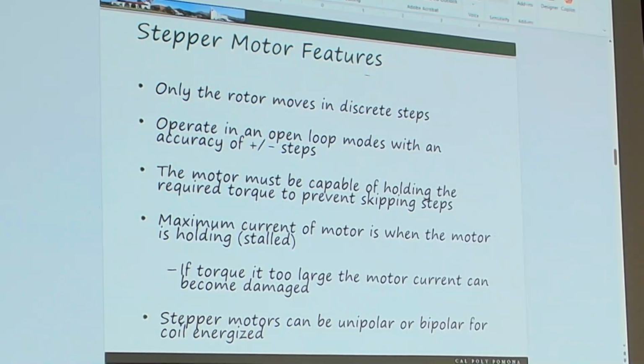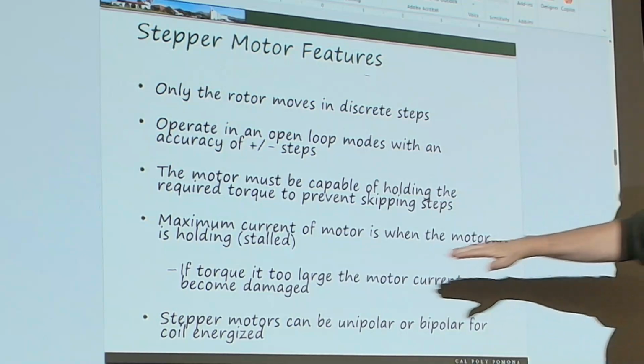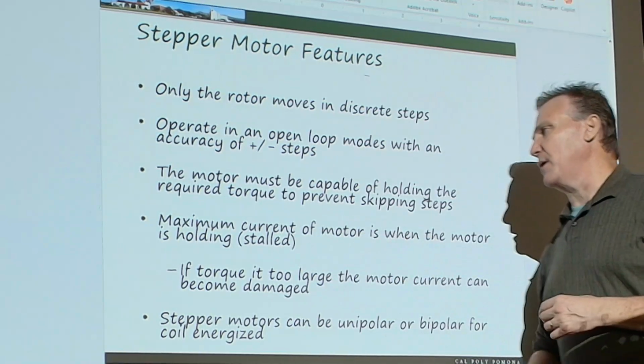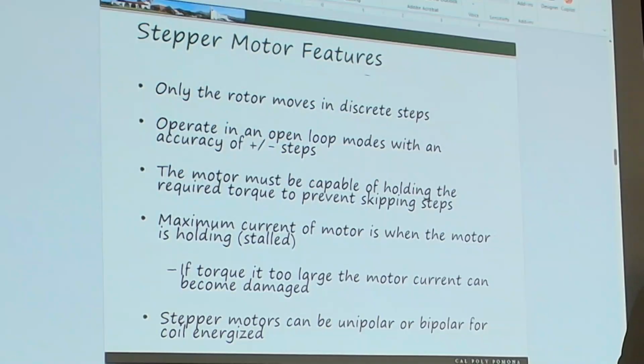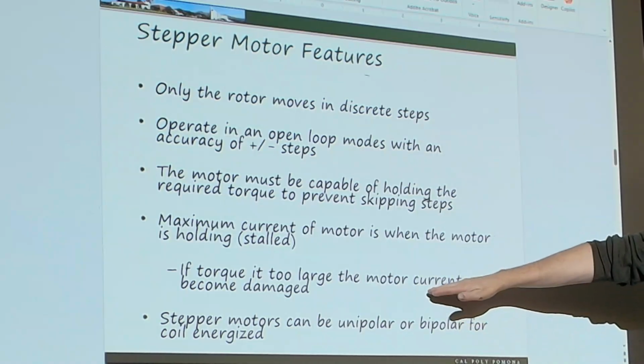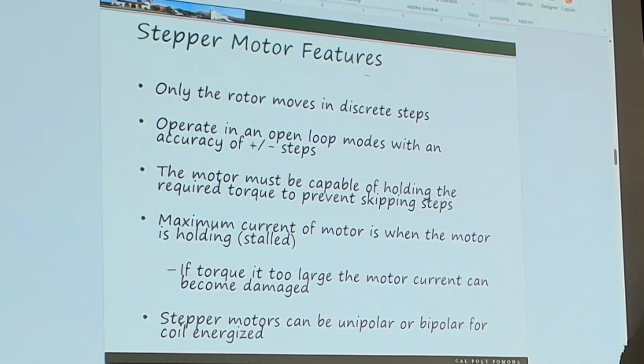High-end stuff, we may still use a DC motor, or that's a servo motor, or we might even use a servo stepper. But we're taking advantage of the fact that our maximum current is holding that torque. That's what we call our holding current or our holding torque. But again, if the torque requirement is too large, the motor can be damaged. Stepper motors can be what we call either polar, unipolar, or bipolar for how we energize the cores.